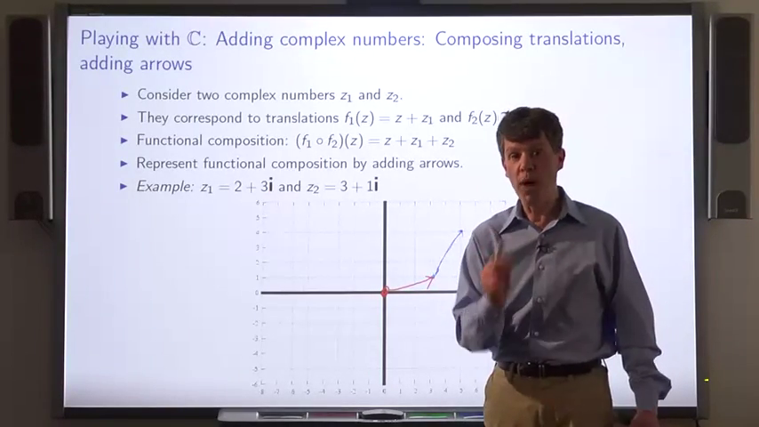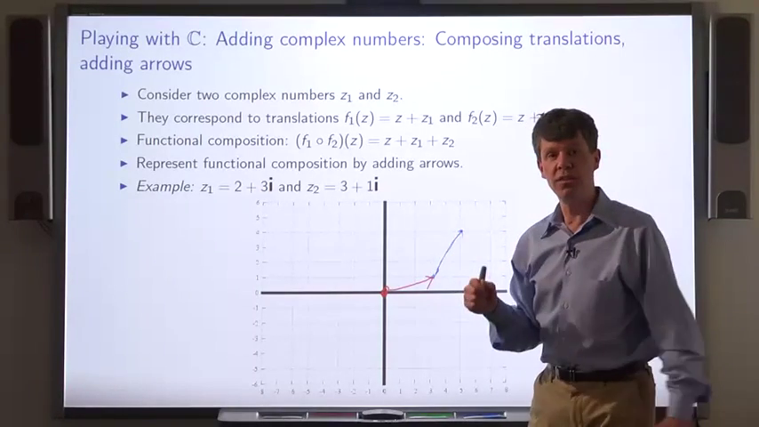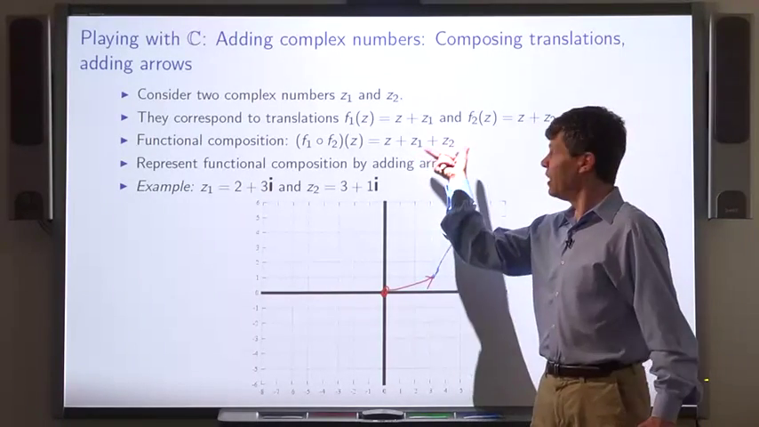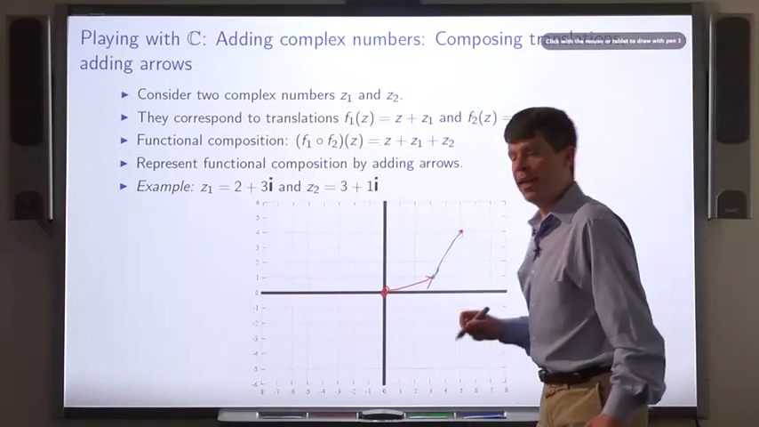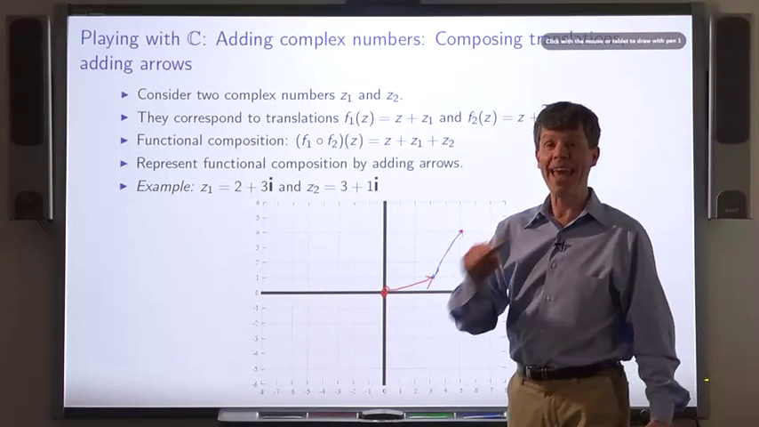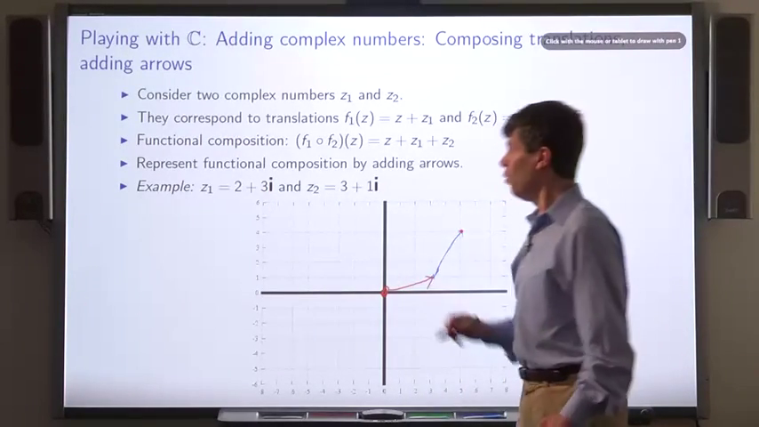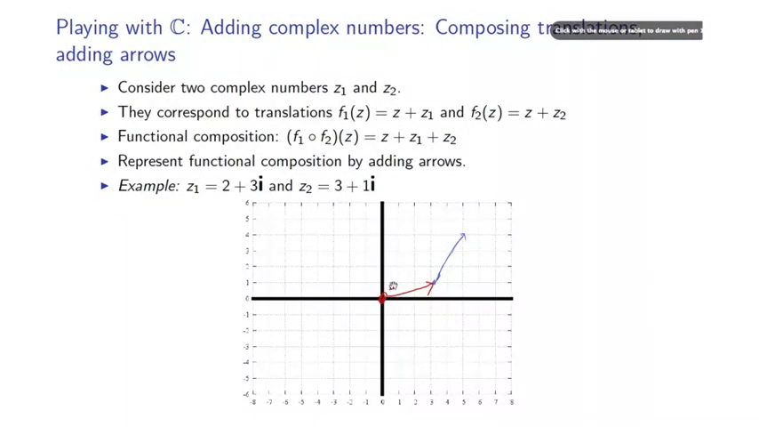Now, what about the functional composition? The functional composition adds Z1 plus Z2 to its input. We can find that arrow by choosing its tail to be the tail of the first arrow and its head to be the head of the second arrow. So Z1 plus Z2 is represented by this arrow.